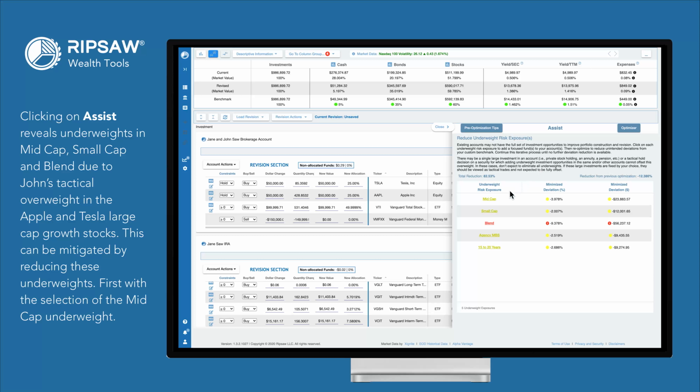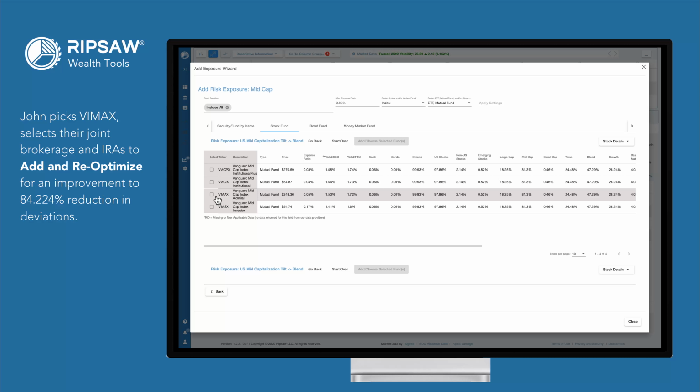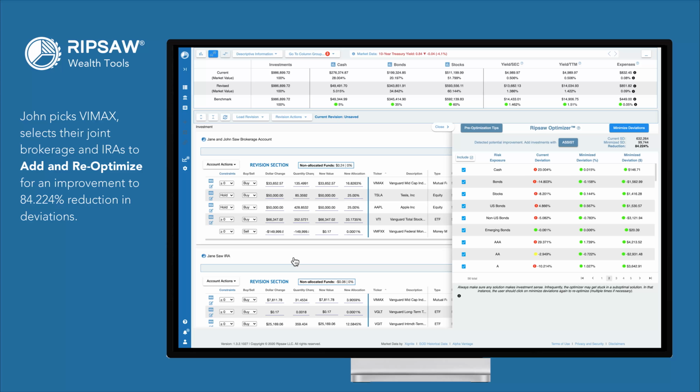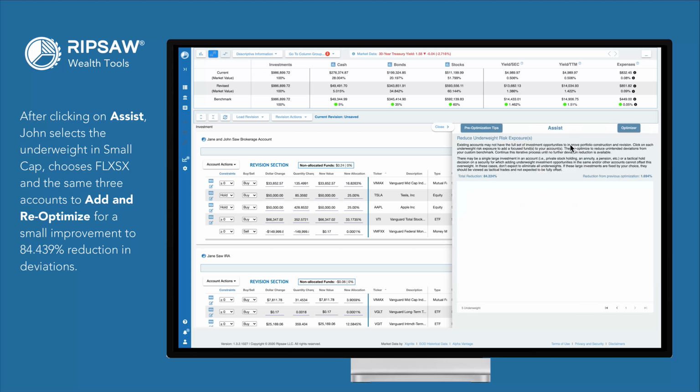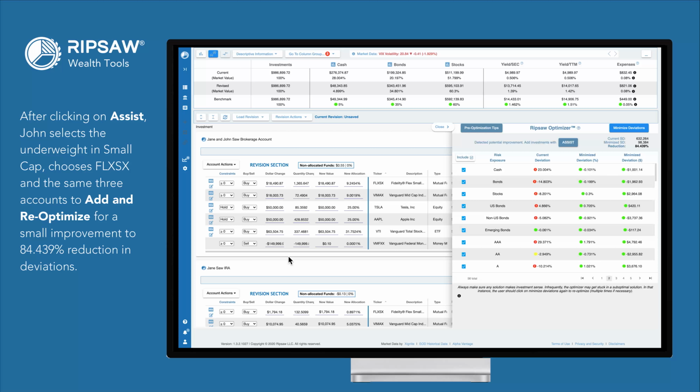First, with the selection of the mid-cap underweight, John picks VIMAX, selects their joint brokerage and IRAs to add and reoptimize for an improvement to 84.224% reduction in deviations. After clicking on Assist, John selects the underweight in small cap, chooses FLXSX, and the same three accounts to add and reoptimize for a small improvement to 84.439% reduction in deviations.